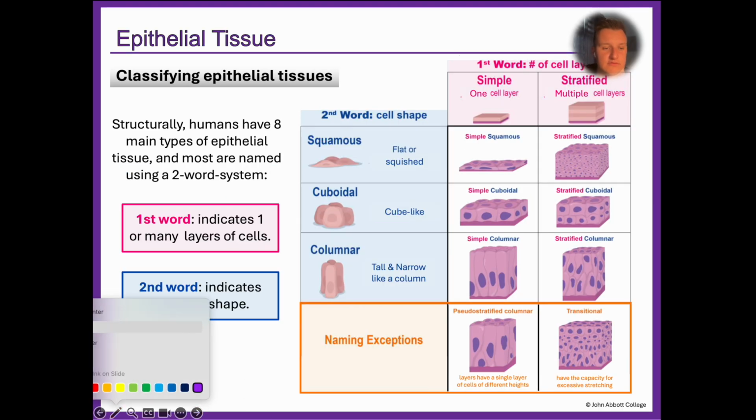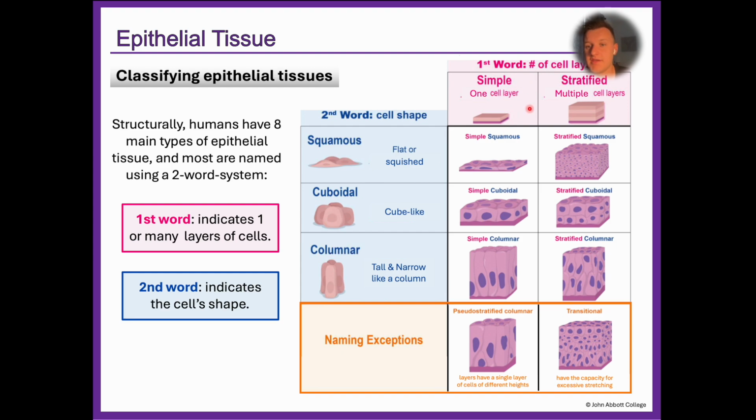All right. So moving on now. How do we classify epithelium, right? I showed you there's different in the skin and ducts and glands, but how do we classify these epithelium? Structurally, humans have 8 main types of epithelial tissues, and most are named based off of a 2-word system. So the first word indicates one or more layers of cells. The second word indicates the cell's shape. Okay, so the first word is the number of cell layers.